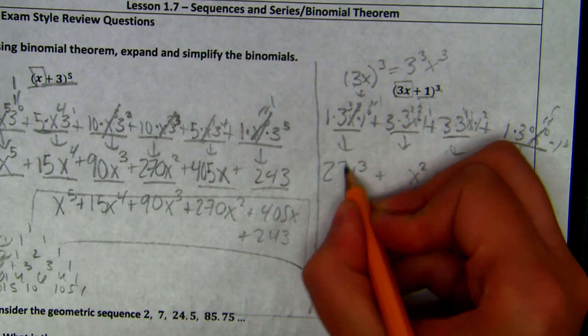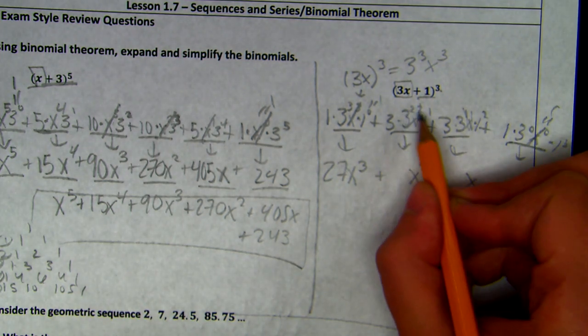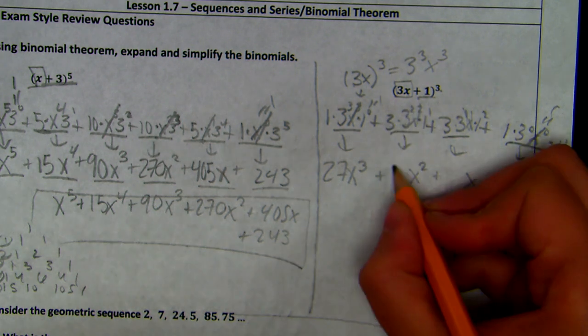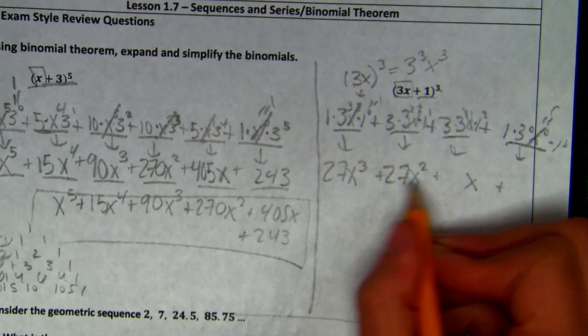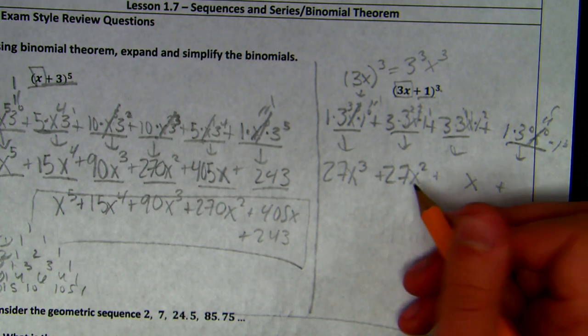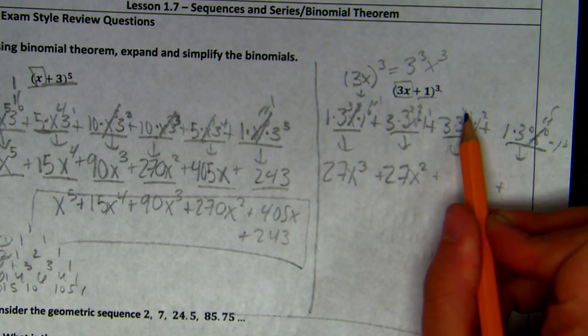Good. So starting here, 1 to the 0 is 1, but we do have 3 to the third. 3 to the third is 27. So we have 27x cubed plus 3 times 3 squared times 1. So 3 squared is 9. 3 times 3 is 27. So we also have plus 27x squared, but we can't combine those, right? Those aren't like terms because x to the third can't be added to x to the second because that's a different number of variables.